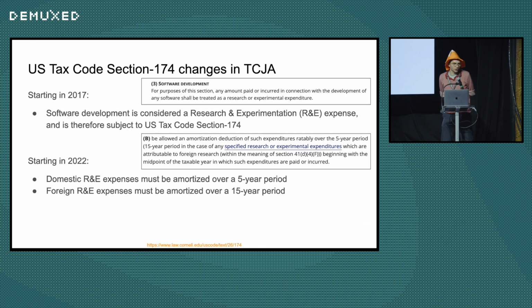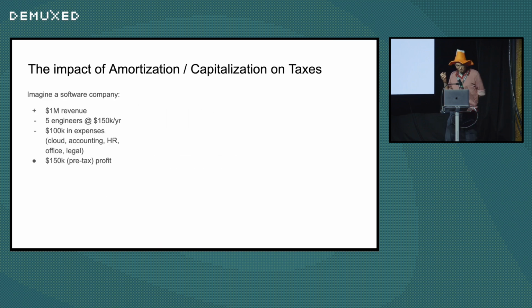Section 174 is normally for research and experimentation deductions for businesses. Isn't that exciting? This could be biotech and things like that. Two changes were made. One, in 2017, software development was added as a business expense that had to be covered under 174. Second, effective 2022, you could no longer expense these deductions directly, but instead you had to amortize them, or spread them over 5 or 15 years. What does that mean? Well, imagine that you have a company and you make $1 million, you have 5 engineers, they make $150K each, they pay personal taxes over that too, of course, and then $100K in other expenses.